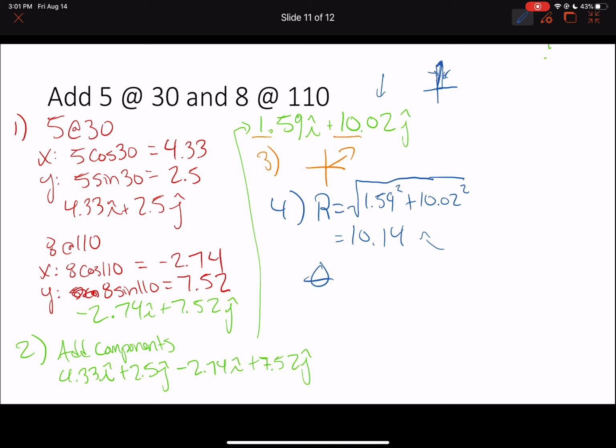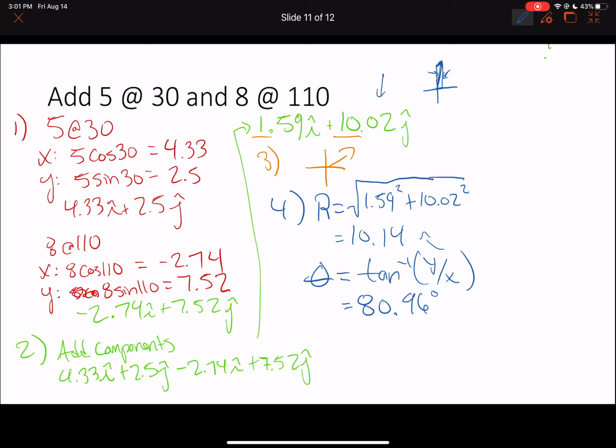And then theta is inverse tangent of y over x. And so again, I'm going to hit inverse tangent. I'm going back to that 10.017, dividing by, going back to that 1.59, hitting enter, closing the parentheses, and enter. And I'm getting 80.95, so 96 when we round it, degrees.